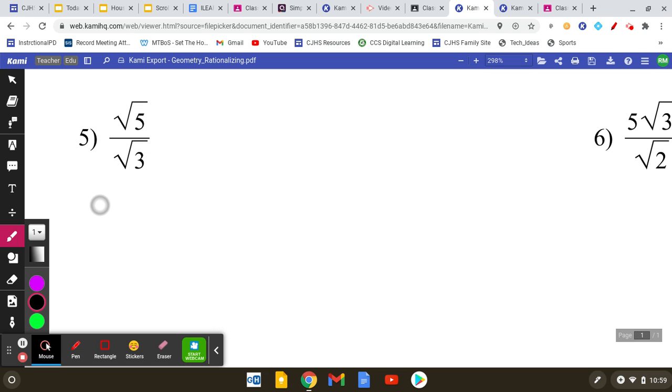So square 5. Wait. What? Yeah. Multiply by 3. We could just ignore it. We can multiply it by 3.